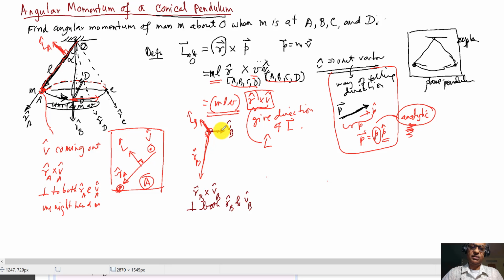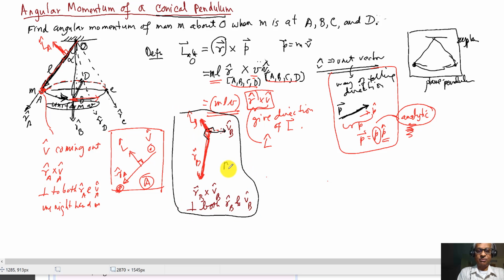So this is in plane, parallel to the plane, but this is not parallel to the plane. This is kind of coming out, and this thing is also coming out. B is just in the plane, and this is 90 degrees and that's 90 degrees. Kind of hard to draw, right? So this is going to be the answer for B.